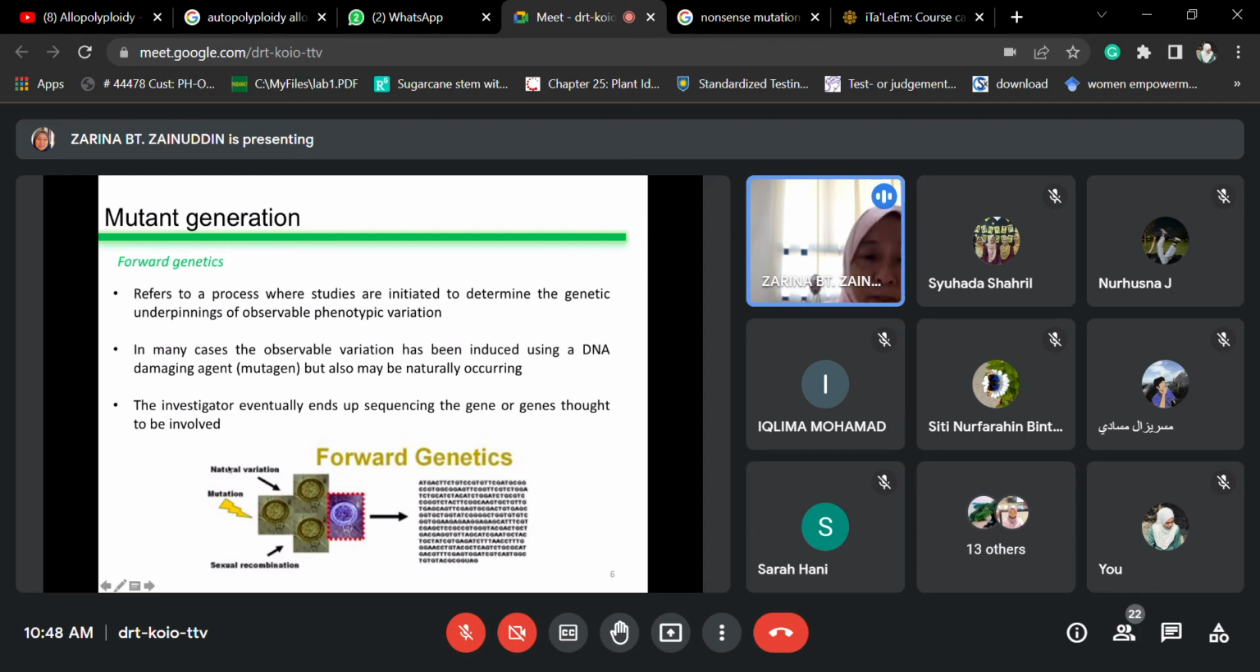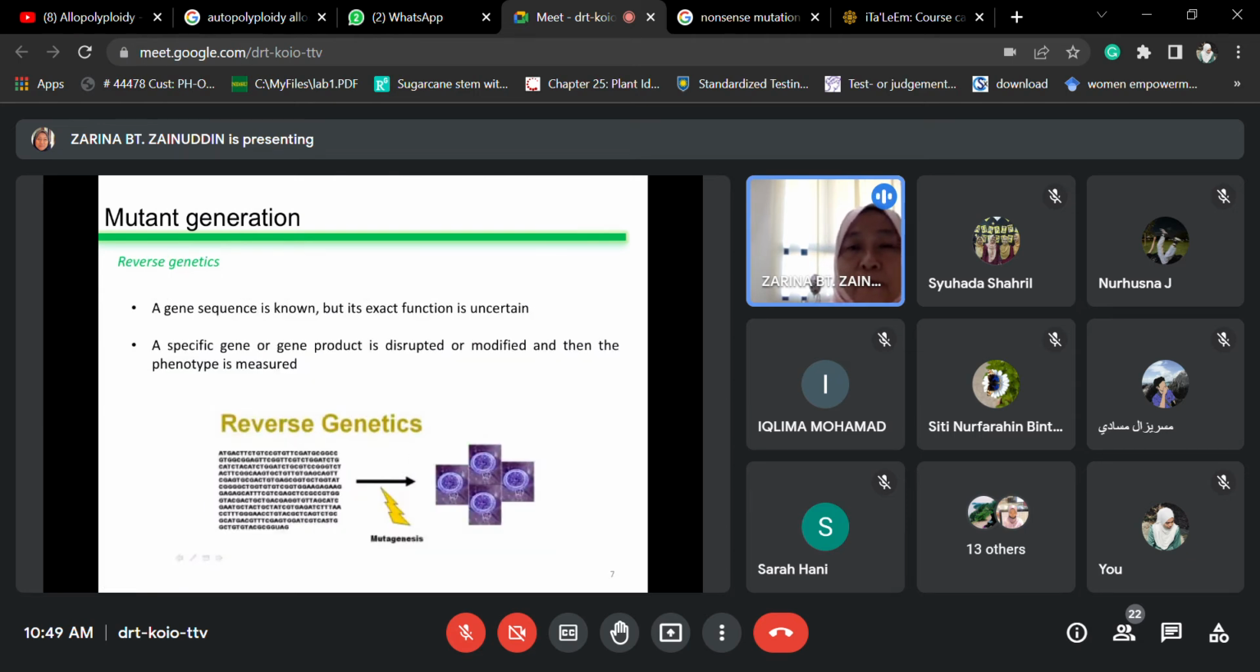Okay, so for example, you create mutants. Okay, so you nampak satu yang different. So you try to figure out the gene responsible for this phenotype. Okay, so this is what we call forward genetics. Okay, and then we have reverse genetics, where we know the sequence. Okay, so this is the other way around.